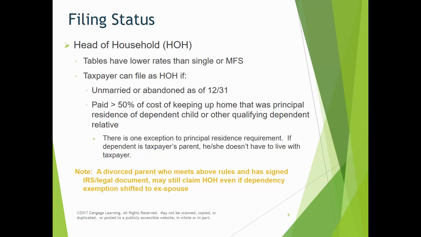So if they're divorced, a person that takes the dependency, i.e. my divorce decree, I've got one kid, my divorce decree gives my son to my ex-husband in perpetuity. He gets to take him as an exemption. But I can still take head of household if he lives with me and I pay more than 50%. You with me?